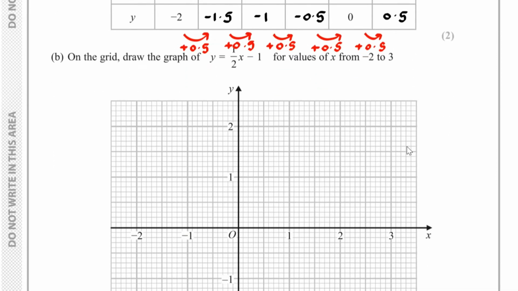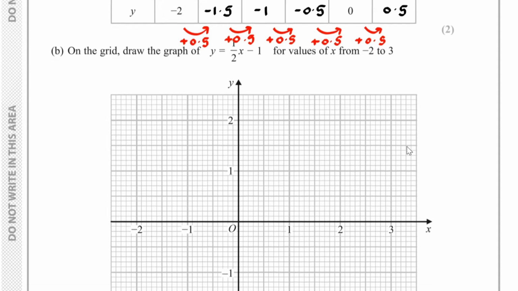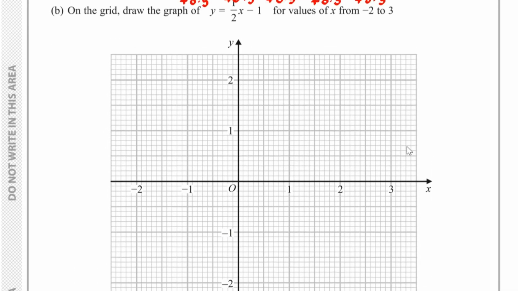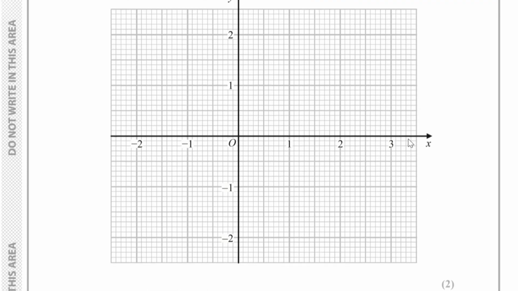And then for part B, we have to draw the graph of y equals 1 half x minus 1 from minus 2 to 3. Well, if I plot the points, I've got minus 2, minus 2. Then I've got minus 1, minus 1.5, 0, minus 1, 1, 0.5, 2, 0, and 3, 0.5. And then we join all of this up with a straight line, as we see here. And therefore, here we would have the graph of y equals 1 half x minus 1.